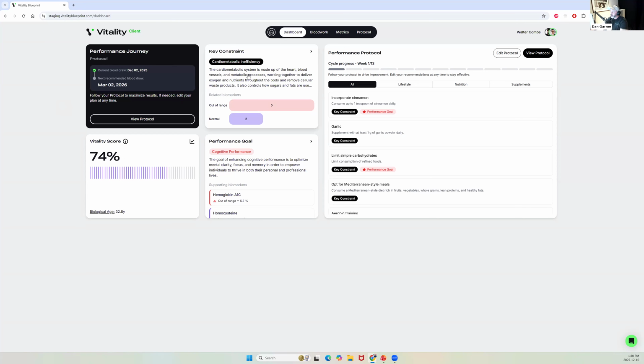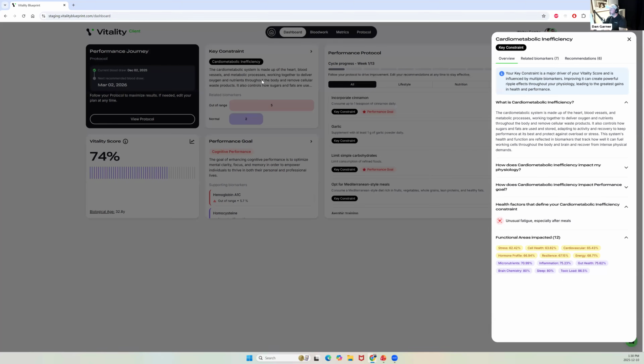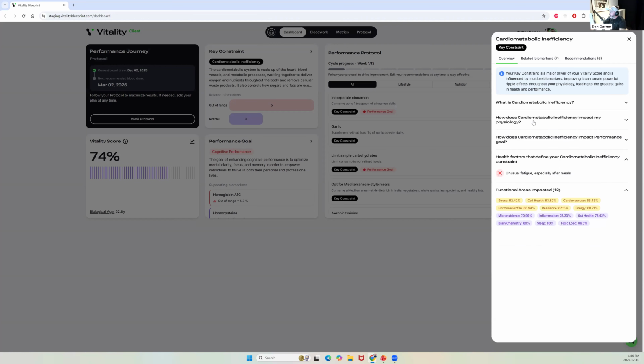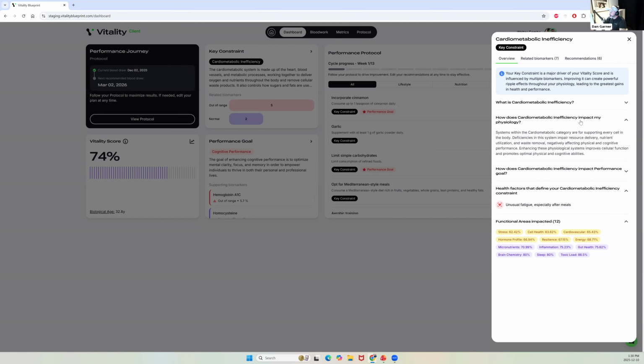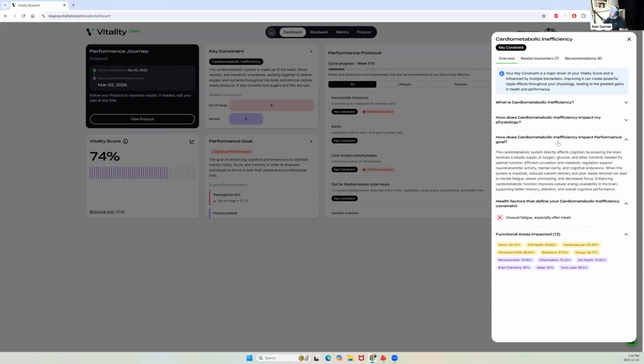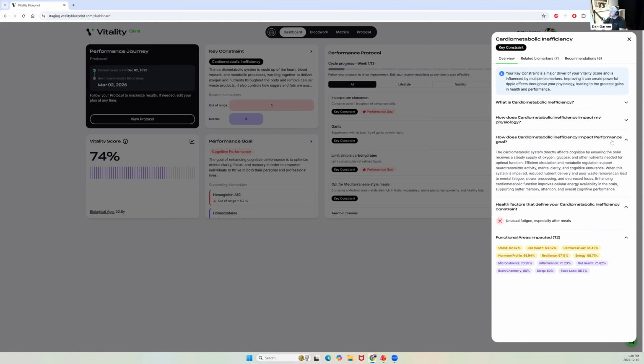But you can see here, his key constraint was cardiometabolic inefficiency. So after all of his blood analysis and questionnaire and everything's been done, he's got one key constraint. And you can click right on this key constraint and it tells you everything you need to know. Like, what is cardiometabolic inefficiency? So what is the key constraint that was identified? You get your explanation here. How does cardiometabolic inefficiency impact my physiology? You get that explanation as well. How does cardiometabolic inefficiency impact performance goal?